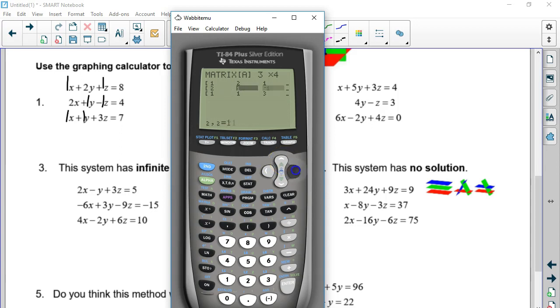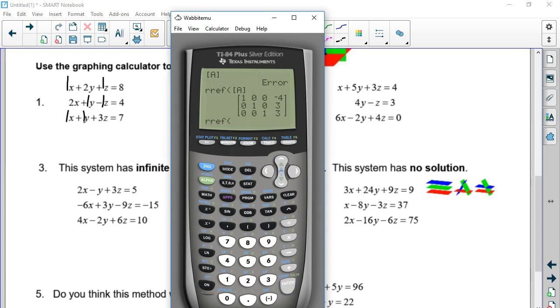2, 1, negative 1. Oh, that's where my error was. I didn't get that. There's my 4. So you can see how you can play around and make sure that your numbers are in here. 1, 2, 1, 8. Okay? Now, quit. Go back into matrix. Go over to math. Go up to B.